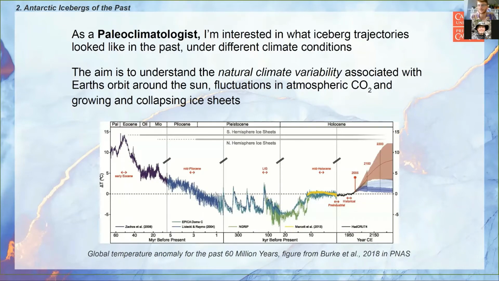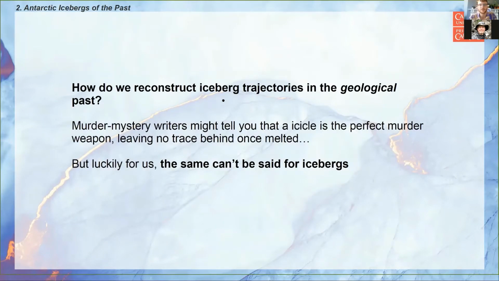And what really interests me in particular in my research is how the Southern Ocean, how ocean circulation and how Antarctic icebergs behaved under these different conditions. So the middle panel here is the Pleistocene. This is the period of time that I focus on in my work. So the question arises, if we can't use satellites, obviously, we can't use shipboard records, how do we reconstruct the trajectories of icebergs in the geological past?